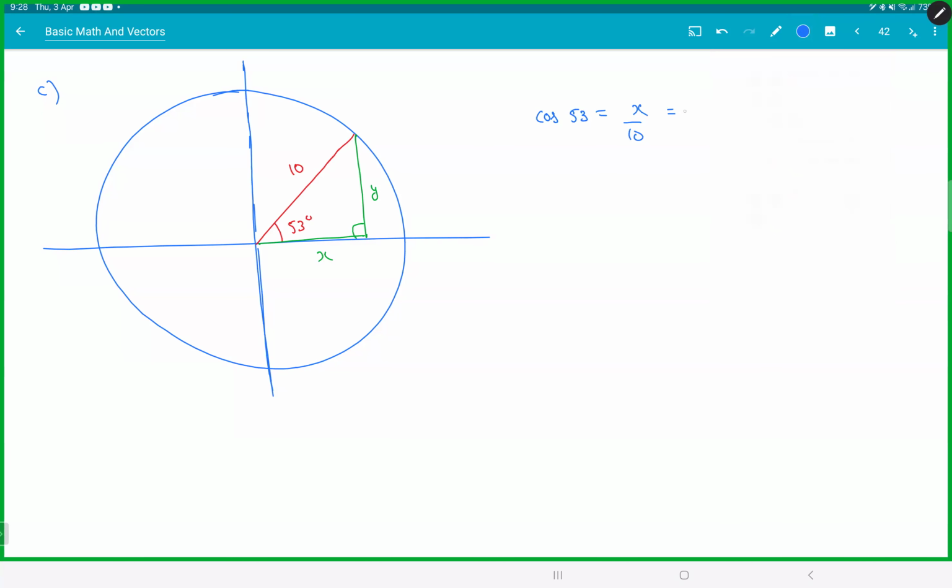Then we have cos 53 is x by 10. But what is cos 53? Cos 53 is 3 by 5. Therefore, you get x is equal to 6. Sin 53 is y by 10. This is 4 by 5. Y is equal to 8. Easy?